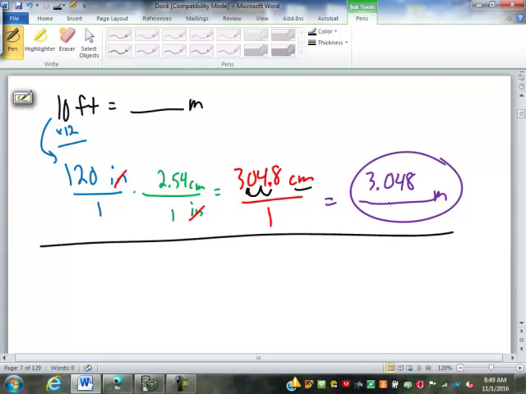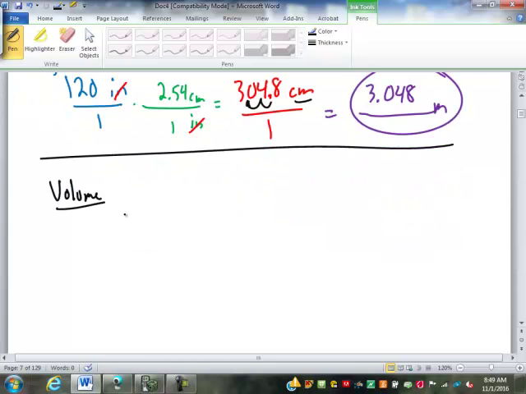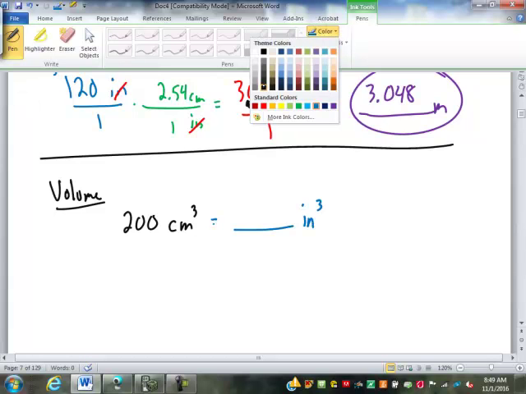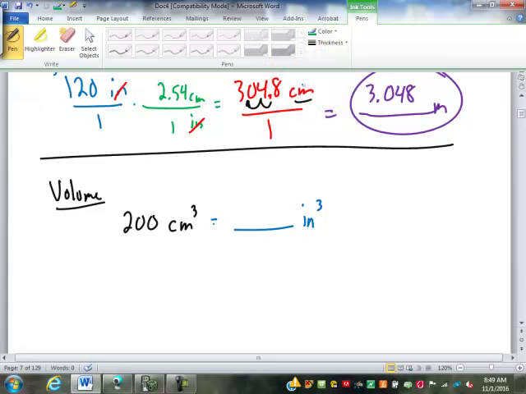Now, if it's volume, let's say that we have something that is listed as 200 cubic centimeters. I want to figure out how many cubic inches that is. If you recall, when we were talking about our cubic inches to cubic feet, we had to take our length and we had to cube it. It was 12 inches in a foot, but if it's cubic feet, it was 12 by 12 by 12. Same thing happens here. We've got 200 cubic centimeters over 1.